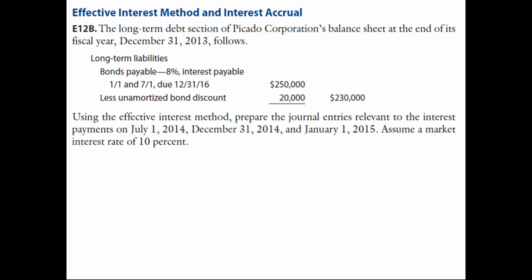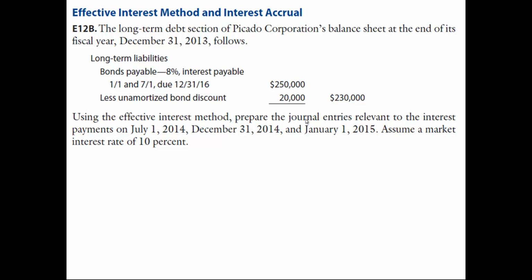In this example, we are using the effective interest method to record interest payments as well as the interest accrual. So you have in front of you the long-term liability section of Picados Corporation's balance sheet. Currently their bonds payable have a carrying value of $230,000, based on the original issue amount less the balance of the unamortized bond discount.